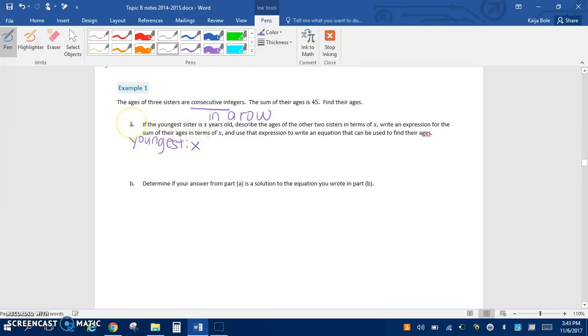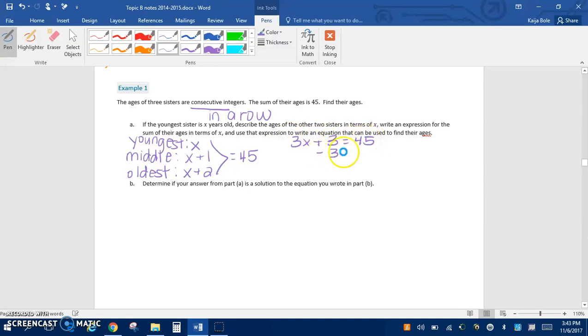Alright, and then we know that their ages are consecutive, so that means that the middle is only 1 year older than the youngest, so it'd be x plus 1. And then the oldest is another year older, so that means this would be x plus 2. And we know that all of this equals 45. Alright, so our equation then would be, if we combine our like terms, we have 3x plus 3 equals 45.